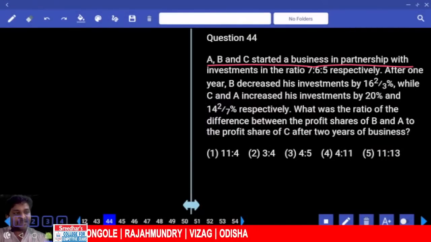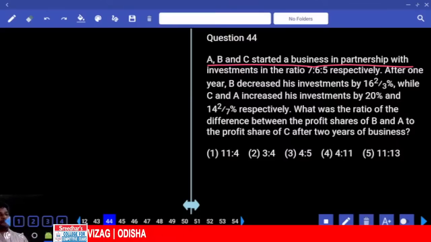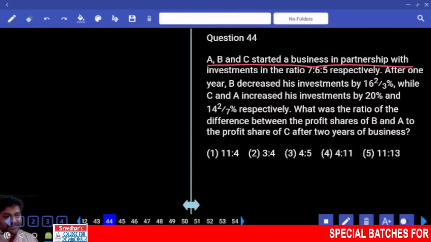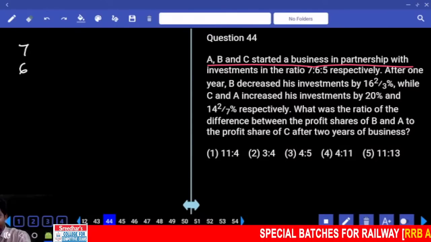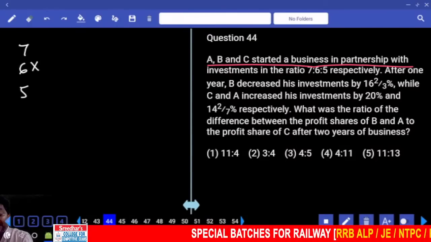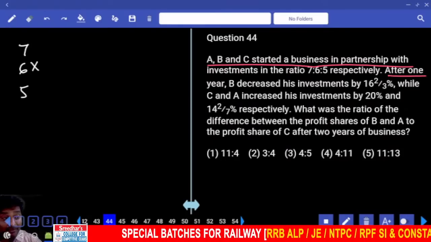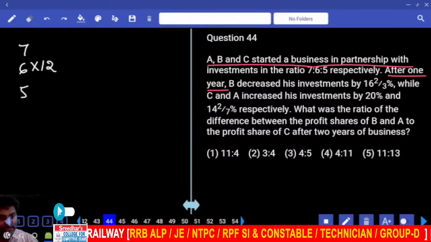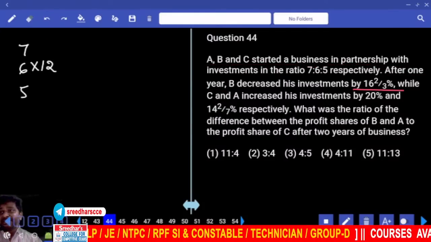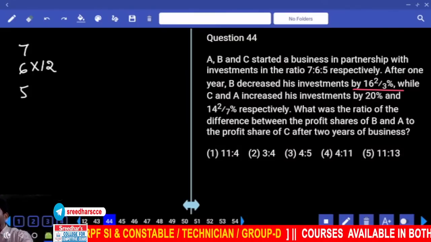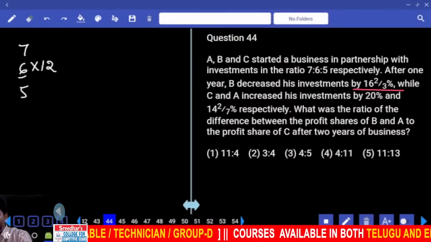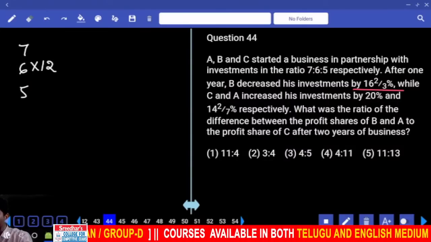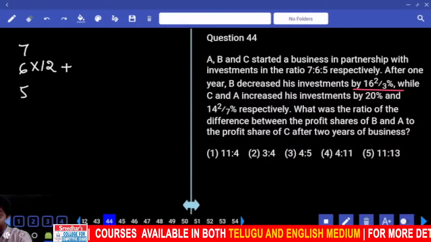A, B and C started a business in a partnership with investments in the ratio 7:6:5 respectively. After 1 year, B decreased his investment by 16 2/3%. After how many years? That means let me treat it in terms of months, 12 months. B decreased his investment by 16 2/3, which is 1/6. Decreased by 1/6. That means 1/6 of this number. 1 decreased, right? Then it becomes 5.